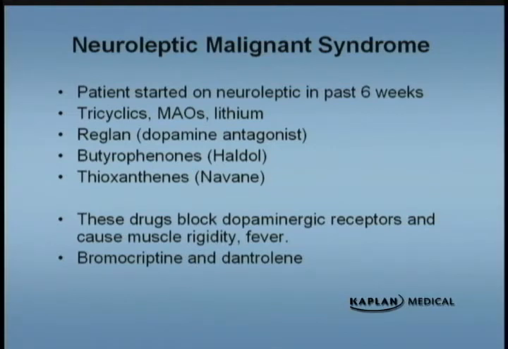But other things have neuroleptic properties such as Reglan or tricyclics, even lithium and monoamine oxidase inhibitors, MAOs, have been implicated. If you have a neuroleptic malignant syndrome, you diagnose that with the absence of sepsis, someone with a high fever and rigidity on one of these medications, and you treat with bromocriptine or dantrolene. Bromocriptine or dantrolene to help.